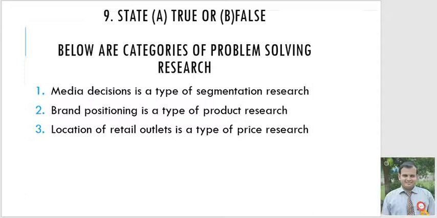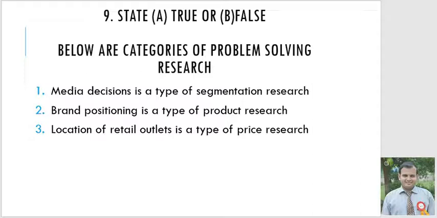We have to state true or false. It can be either A, that is true, or B, that is false. Given below are the categories of problem solving research.